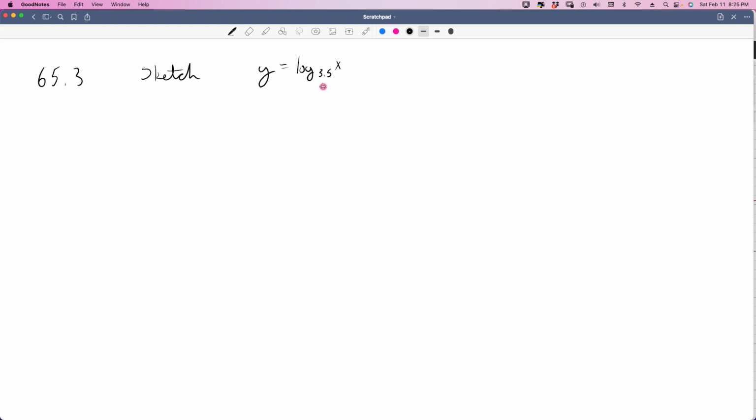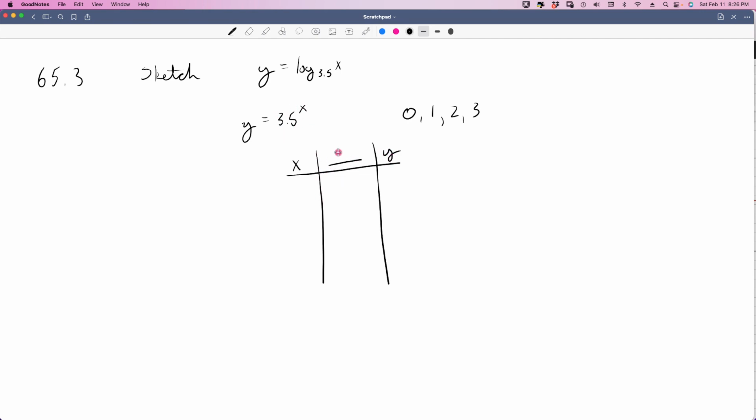So for this one, for instance, I would ask you to flip this into its exponential form. So this would turn into y is equal to 3.5 to the x power. And then I would say, okay, now that you've given me this, I want you to solve and give me the points for the exponential graph using 0, 1, 2, and 3 as your x values. So you would just give me that table with x, and then I would ask you to set it up like this, where there's a blank here, and you're going to have to type this in. 3.5 to the x would go there.